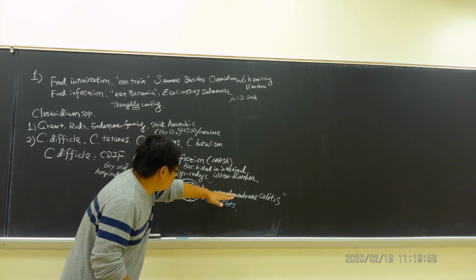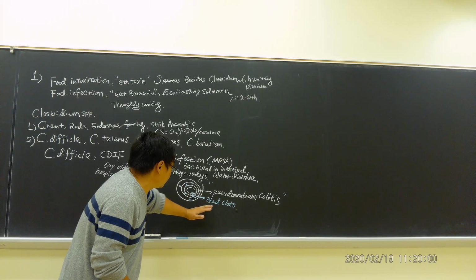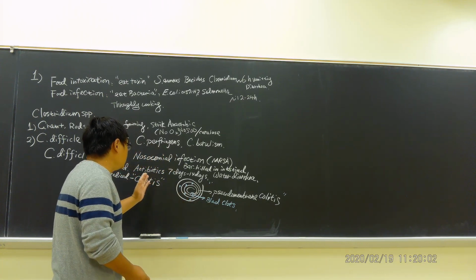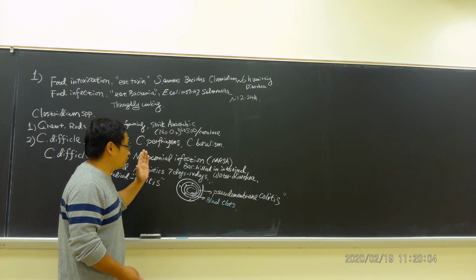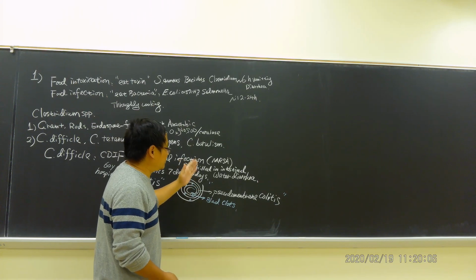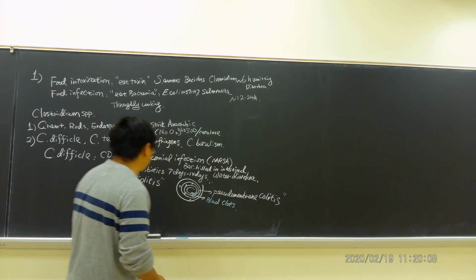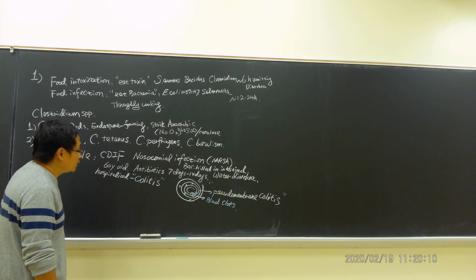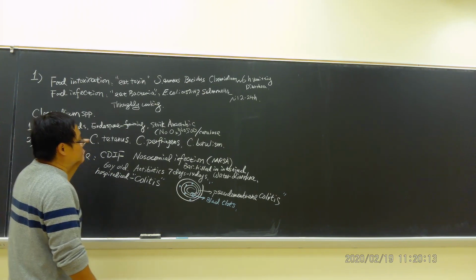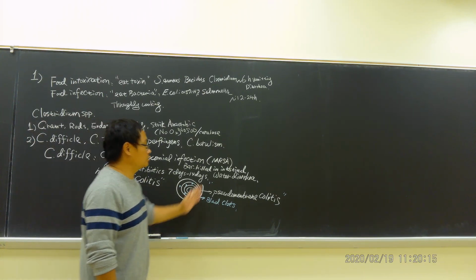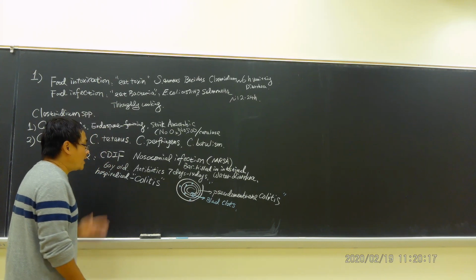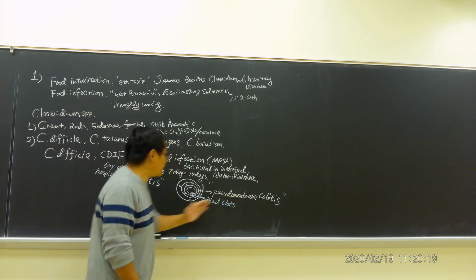So it becomes pseudomembranous colitis, with blood clots. When they use antibiotics continuously for 7 to 14 days, bacteria in the intestinal area are killed. So what happened? Clostridium difficile becomes dominant, then causes watery diarrhea. Now, why will it have pseudomembranous colitis?